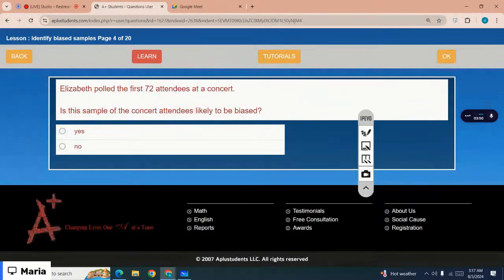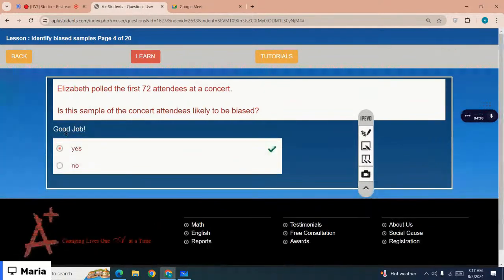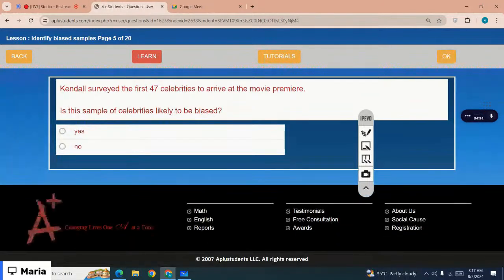Elizabeth polled the first 72 attendees at a concert. Is this sample of the attendees likely to be biased? She selected 72 attendees, right? The first 72 are not the same as the other ones. So the correct option is yes, they are biased. Option number one is the correct option, because they are the first 72.